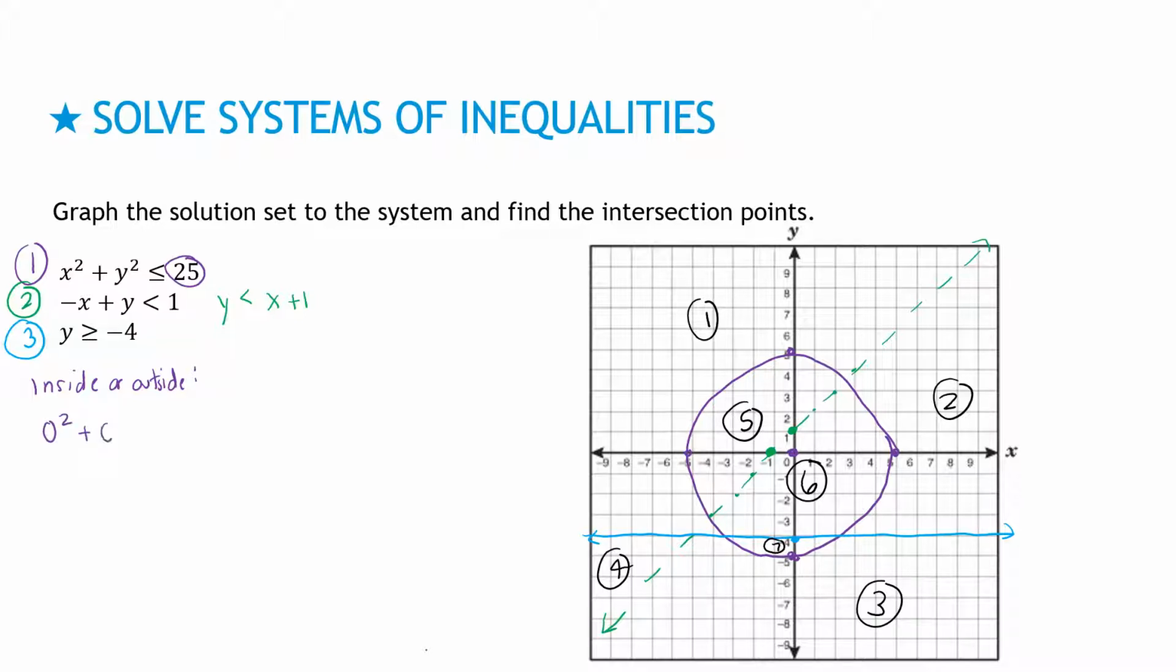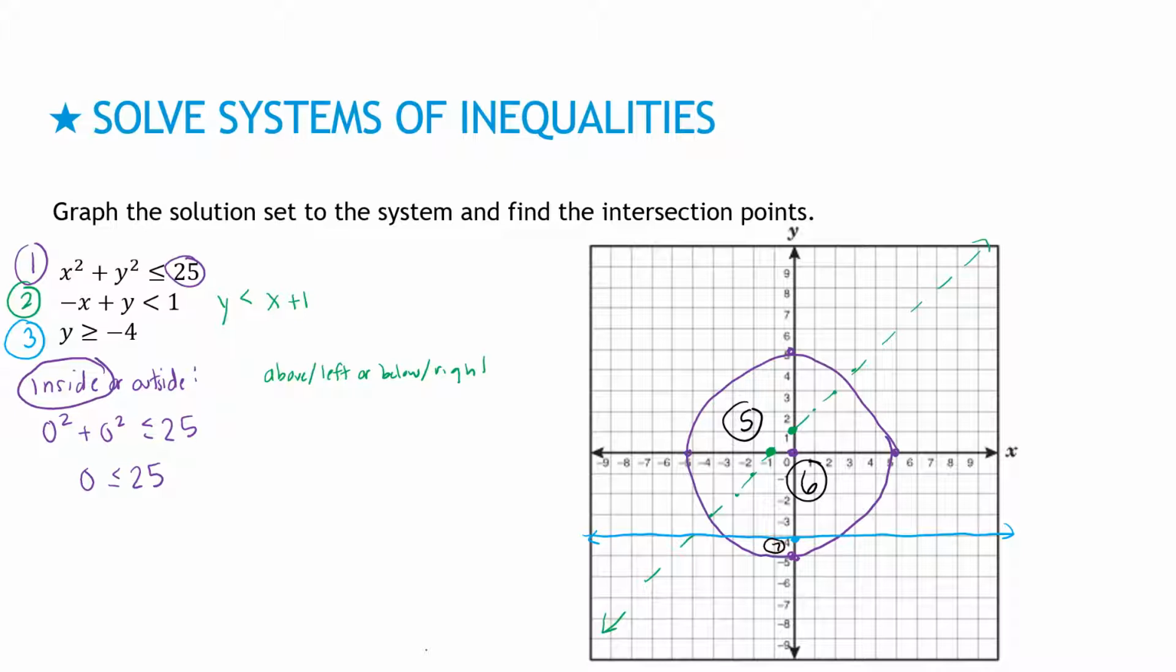0 squared plus 0 squared is less than or equal to 25. 0 is less than or equal to 25. True or false? 0 is less than 25. Therefore, 0, 0 should be shaded, and 0, 0 was inside the circle. So that told me not 1, not 2, not 3, not 4. Now let's look at 2. I've got 0, 0 would be a great point. I'm looking for above or to the left, or below or to the right, however you want to think about it.